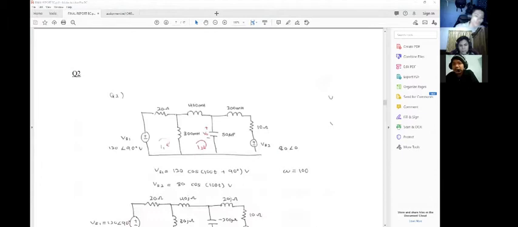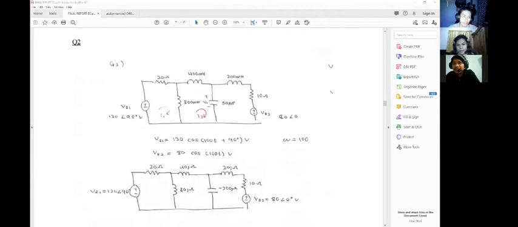I will continue the presentation. My name is Awang Asfanar Hisham bin Awang Zaidil, matric CE200128. So for question 2, we should find the values of iL(t) and vC(t).